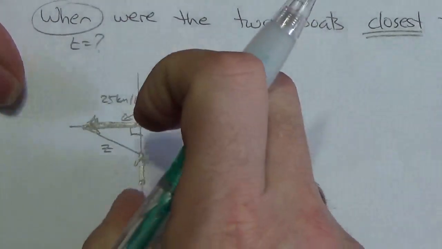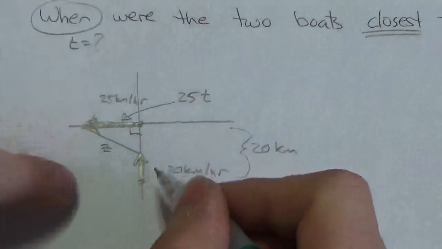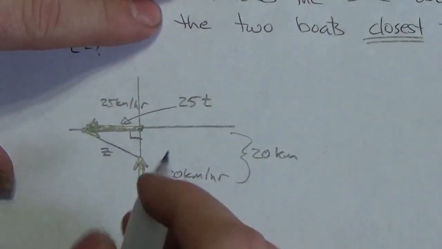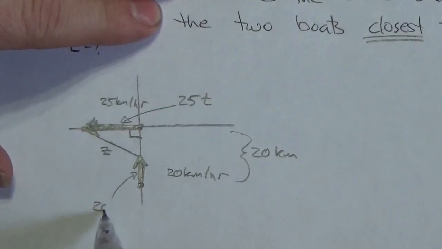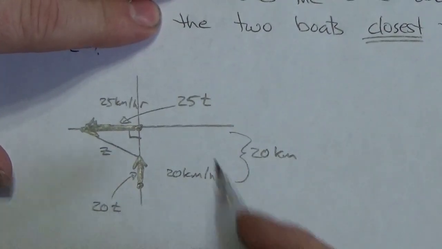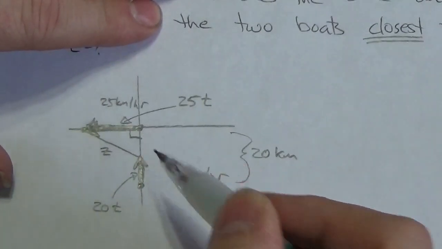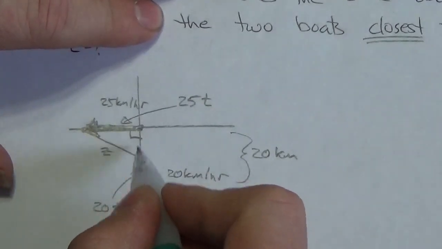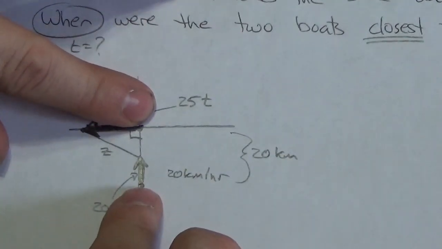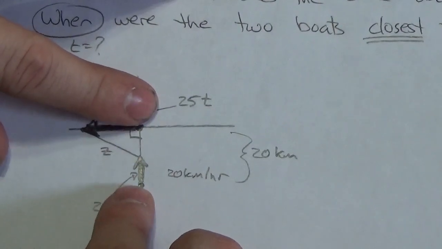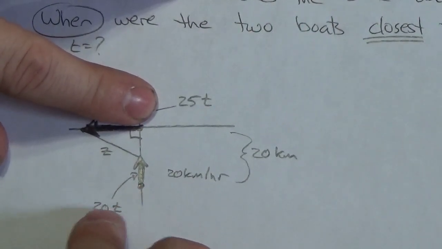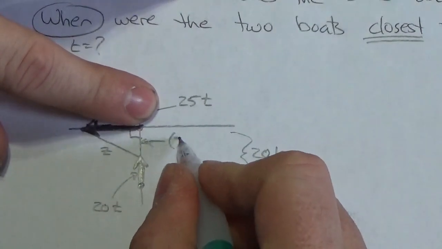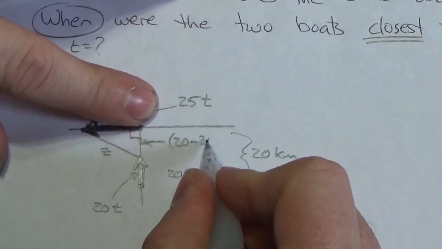Not a big deal. This one here is a little bit more complicated because this is the actual distance that the boat went. So this right here is 20 times time. But that's not the distance that shows up in the triangle that I'm drawing here. This is the distance. Well, I know that that distance right there, from my finger to my finger here, that's supposed to be 20 kilometers. And this is 20t. So this bit right here must be 20 minus 20t.